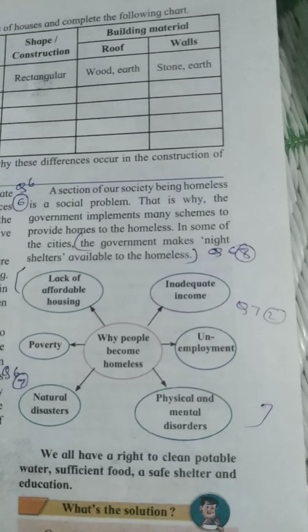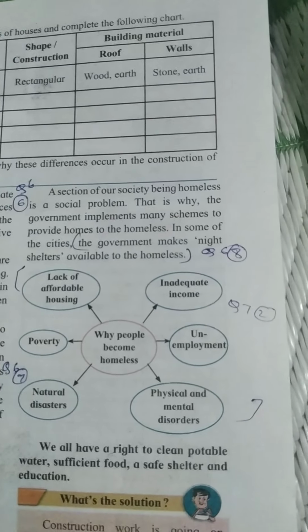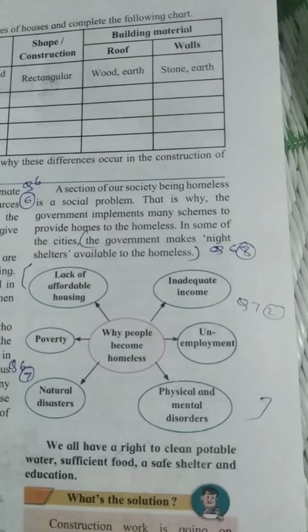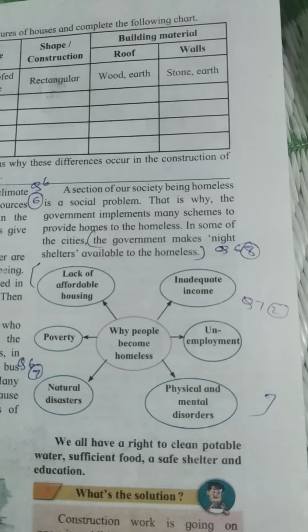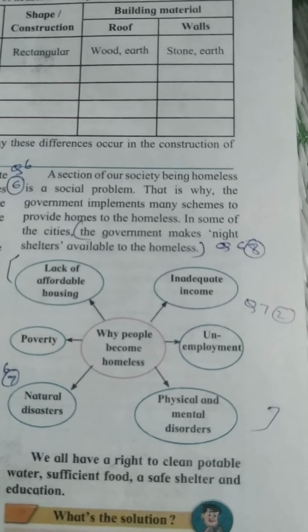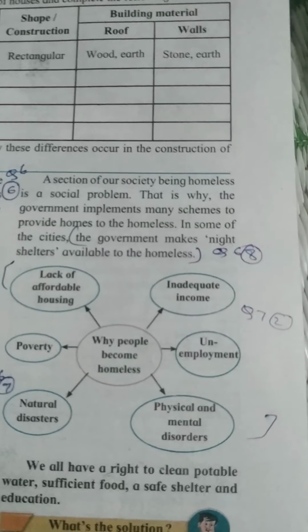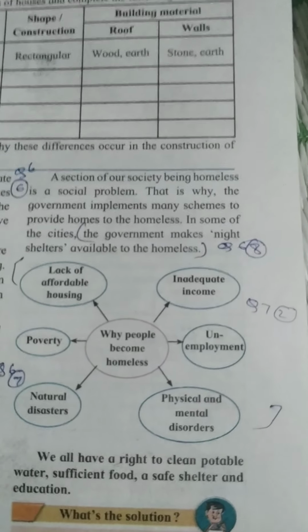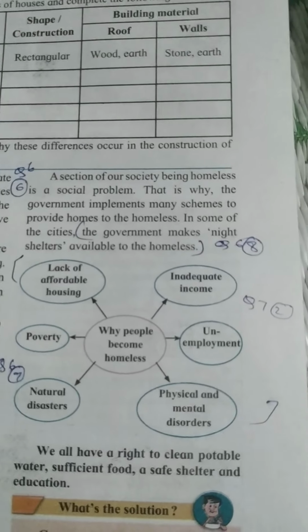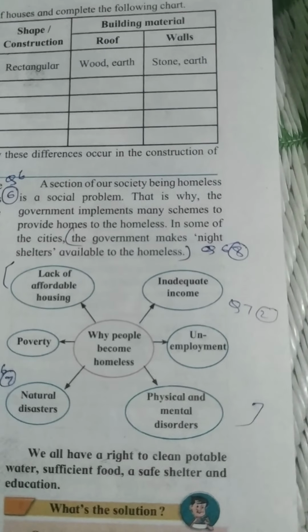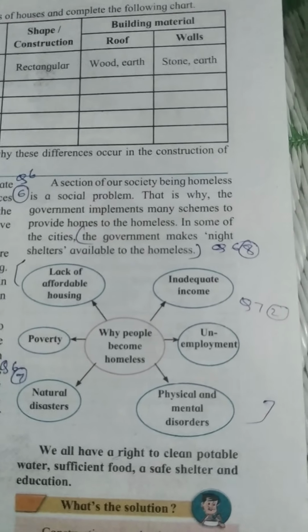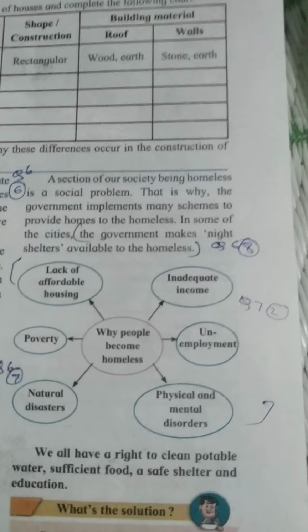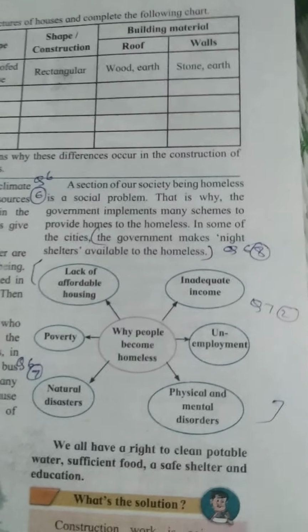Then there are unemployment and physical and mental disorders. We also observe many people wandering in our city who have mental or physical disorders. Such people are also homeless. Inadequate income and unemployment are also reasons for homelessness, and these homeless people occur in our surroundings. These are the shelters, and why people become homeless; those reasons are explained in this chapter.